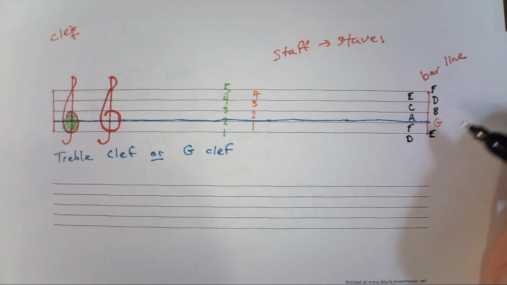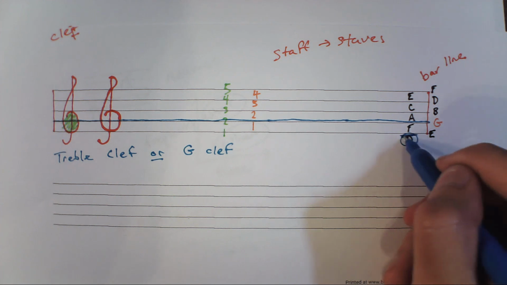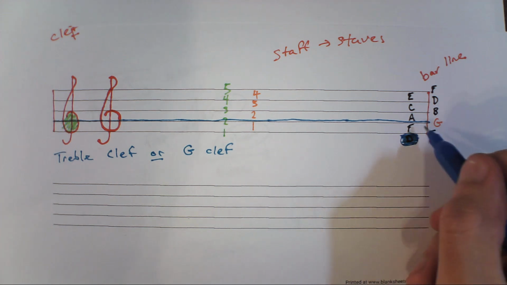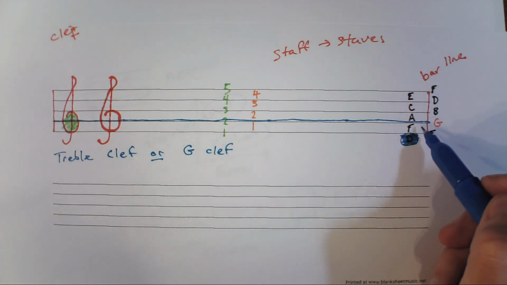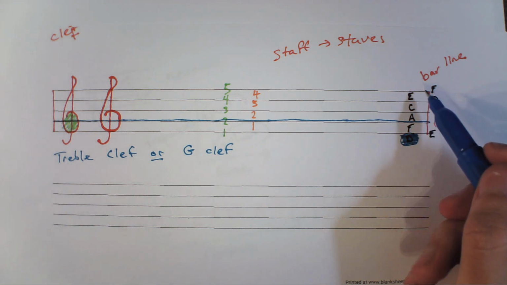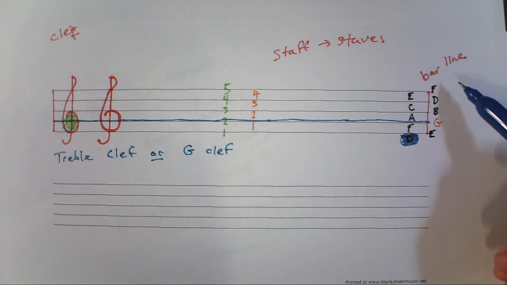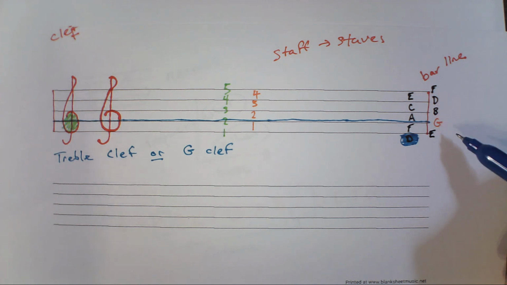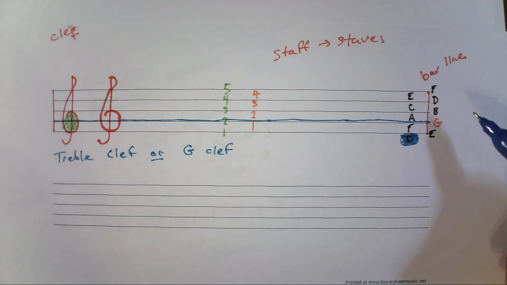Now, before I go too far, I want to show you something. Notice that we almost have a word here, right? If I get rid of this D, like I didn't draw it yet, you have the word face. Starting from the bottom and going to the top, it spells the word face for the spaces. For the lines, we have E, G, B, D, F, which isn't a word, so we make up an acronym. It's every good boy deserves fudge, and that's the way I remember it.